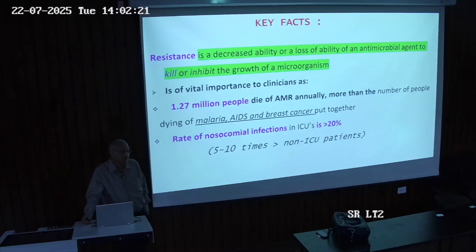48 hours, and this is what is also known as HAI, healthcare associated infection. So why is it important? Because the rate in ICUs is more than 20%. So multi-drug resistant bacterial growth in ICUs is more than 20% as compared to non-ICU patients.